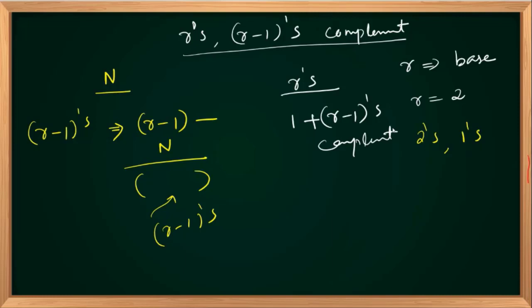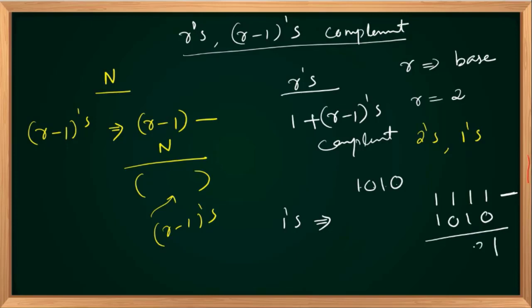So let us take an example. Let us take 1010 in binary. I should find the R minus 1's complement, that is the 1's complement. How many digits are there? 1, 2, 3, 4. So I should write 4 R minus 1 values. R is 2, R minus 1 is 1. So 1, 1, 1, 1. Then I should take a digit-wise subtraction of the given number. So 1 minus 0 is 1, 1 minus 1 is 0, 1 minus 0 is 1, 1 minus 1 is 0. So the 1's complement of 1, 0, 1, 0 is 0, 1, 0, 1 as expected.